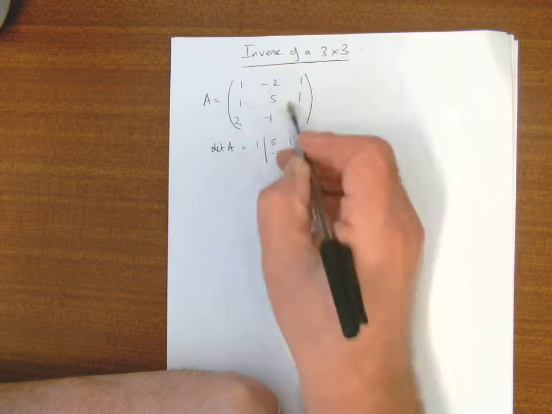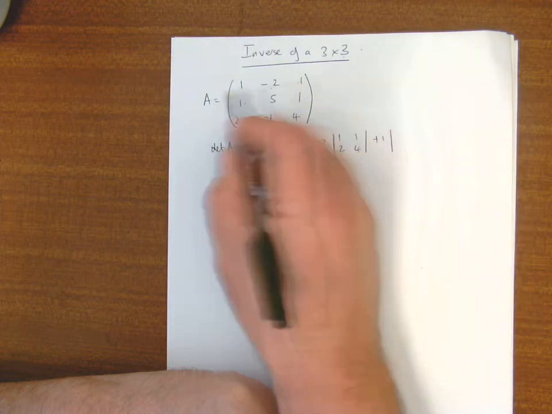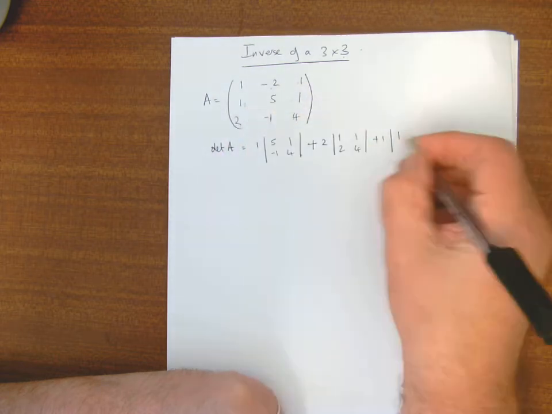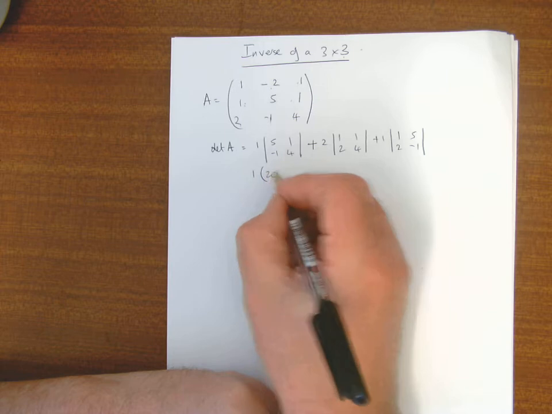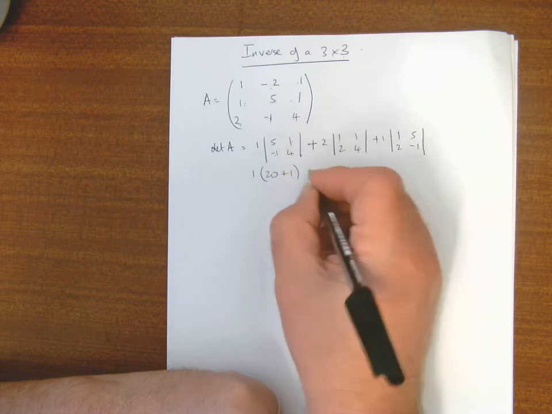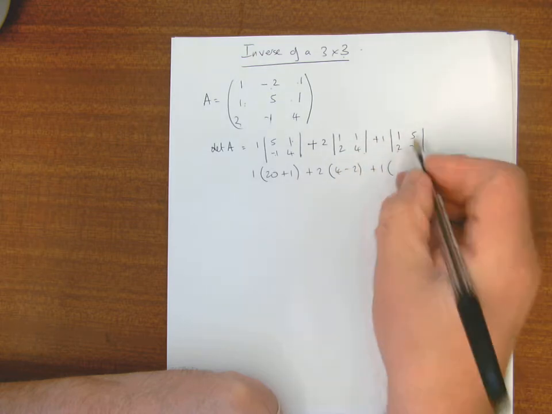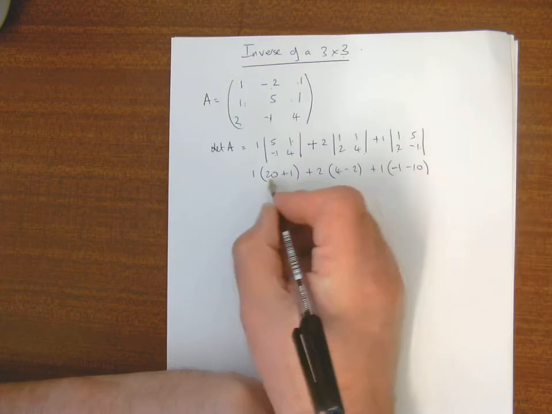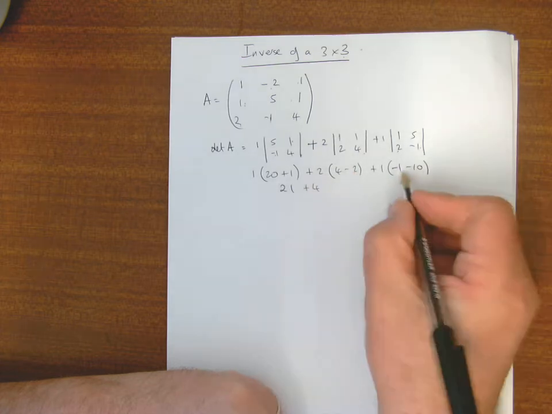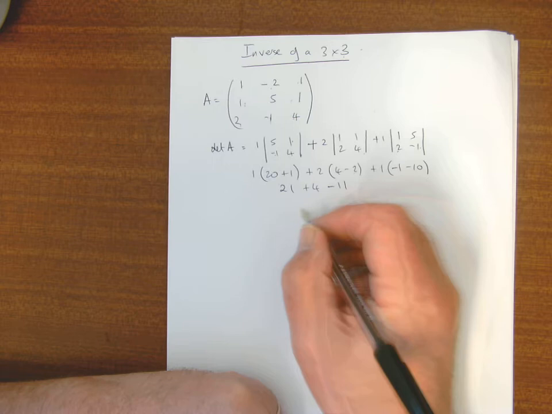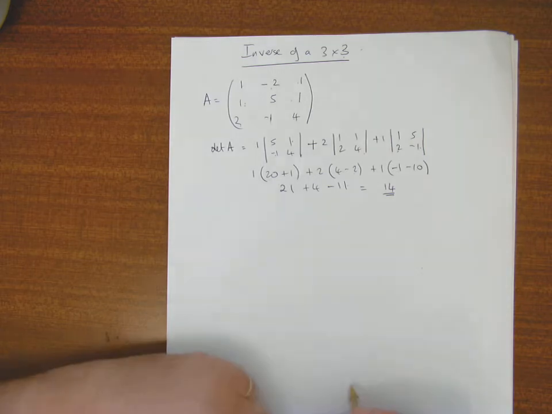Take the T-shape, 1, 2, 1, 4. Plus the third one, take that row out, take that column, 1, 5, 2, minus 1. There'll be one lot of, that's 20 minus 1, plus 2 times 4 take away 2, plus 1 times minus 1 minus 10. So that's 21, 4 take away 2 is 2, 2 2s are 4, minus 11. It's 21, that's 10 and 4, so that's equal to 14. So the determinant is 14.